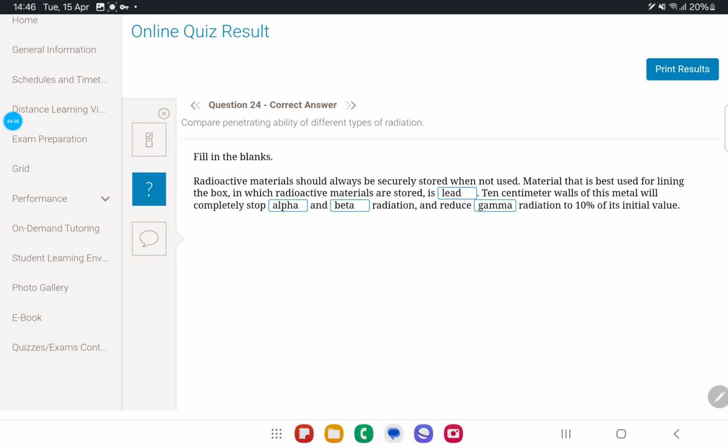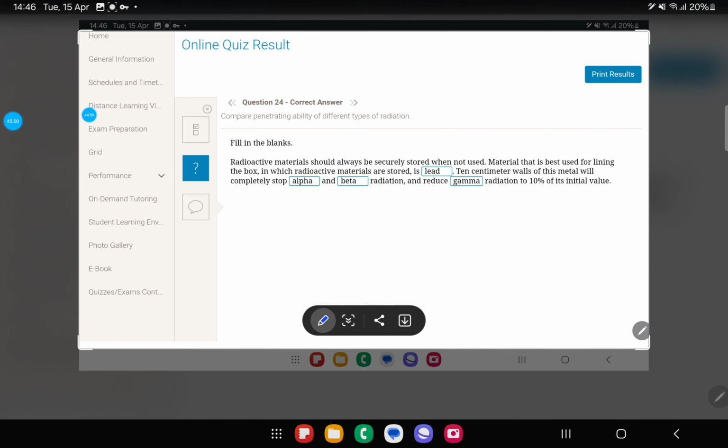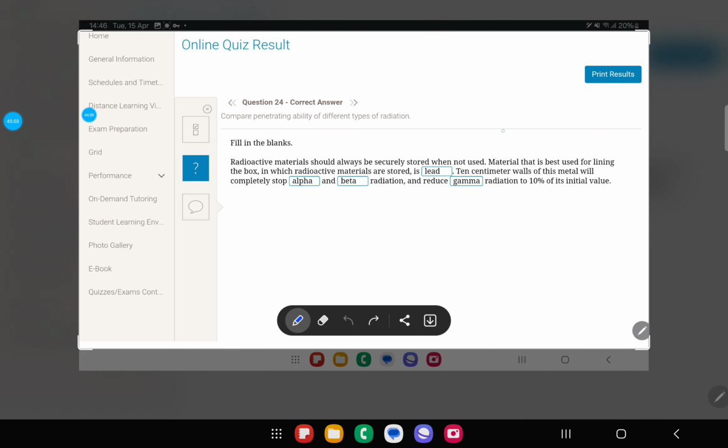Okay, for question 24, memorizing. Radioactive materials should always be securely stored when not used. The material that is best used for lining the box in which radioactive materials are stored is lead. 10 centimeter walls of this metal will completely stop alpha and beta radiation and reduce gamma radiation to 10% of its initial value. Like I said, lead is the best kind of element to stop alpha and beta, since it's really dense. So then it will immediately stop these two easily.